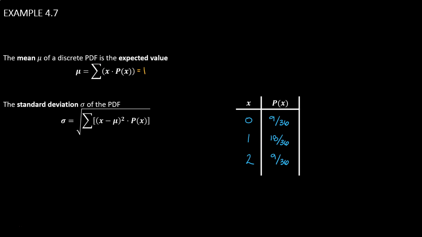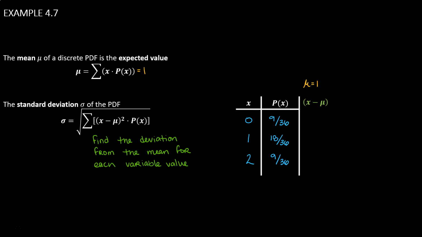Now let's take a look at the standard deviation. So trying to calculate how far away each of the variable values is from the mean. We're going to build this piece by piece using a table. First, we're going to find the deviation from the mean for each of the variable values. We'll make a new column on our table for the deviations, and we know that mu is 1 since we just calculated it, so we're really just finding x minus 1 for each of the x values.